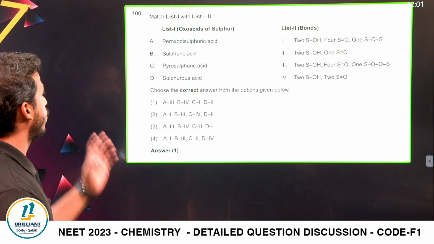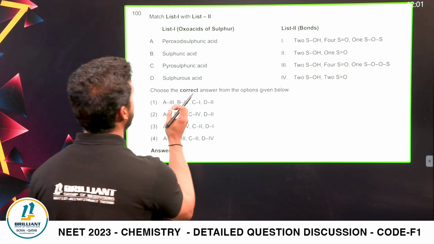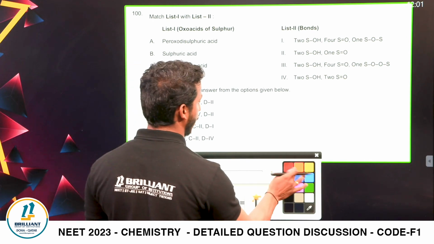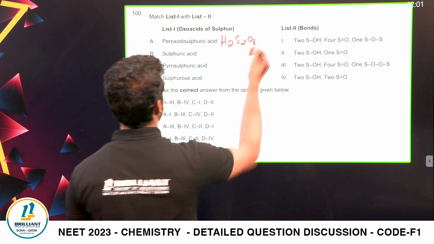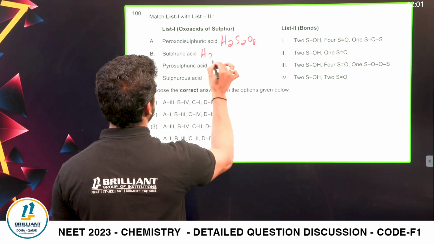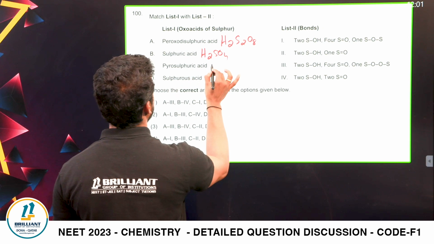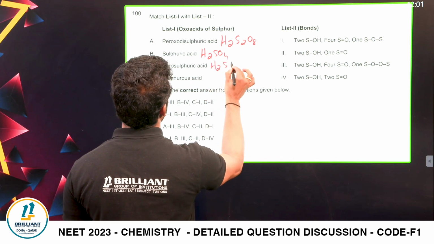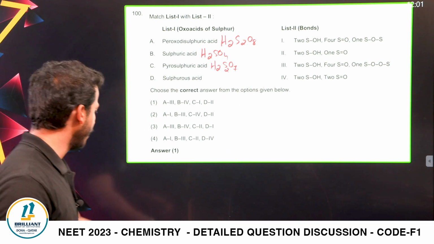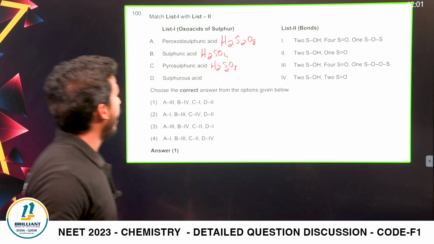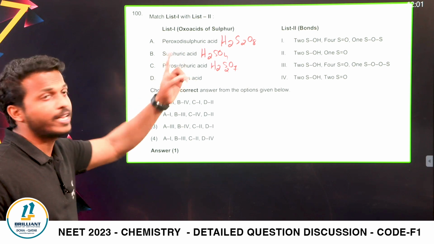Next one, last question. Peroxodisulfuric acid. What is peroxodisulfuric acid? H2S2O8. And sulfuric acid is H2SO4. Pyrosulfuric acid is which one? H2S2O7, right? And H2SO3. There is H2S2O8, peroxodisulfuric acid.